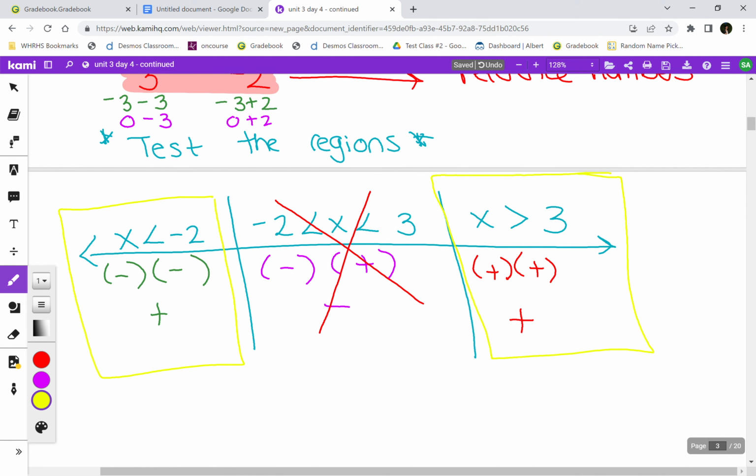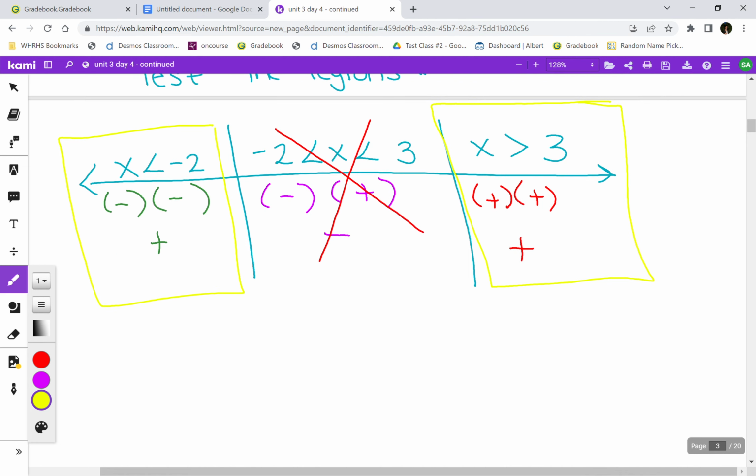Guess what? If the first one works, the last one will also always work, and the middle one will usually cancel out. So these are separate, right? They're not all linked together. This middle one is all linked together, but these are separate. So what we do is we put an or between them in our solution set.